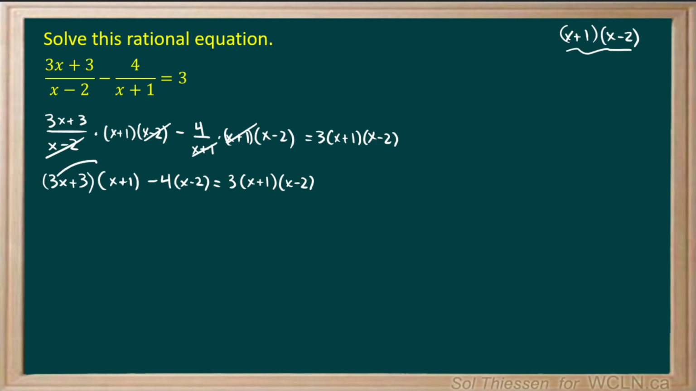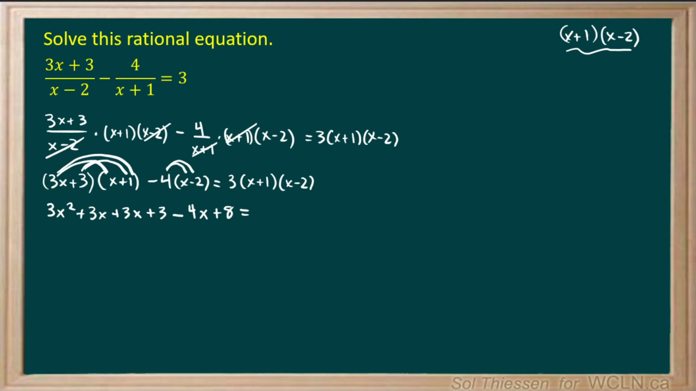So we'll take 3x times x, which will give us 3x squared. Then we'll have 3x times 1, which will give us 3x. Then we'll have 3 times x, again giving us 3x. And 3 times 1, which will give us 3. This will be minus, or I guess negative 4 times x will give us negative 4x. Negative 4 times negative 2 will give us positive 8.